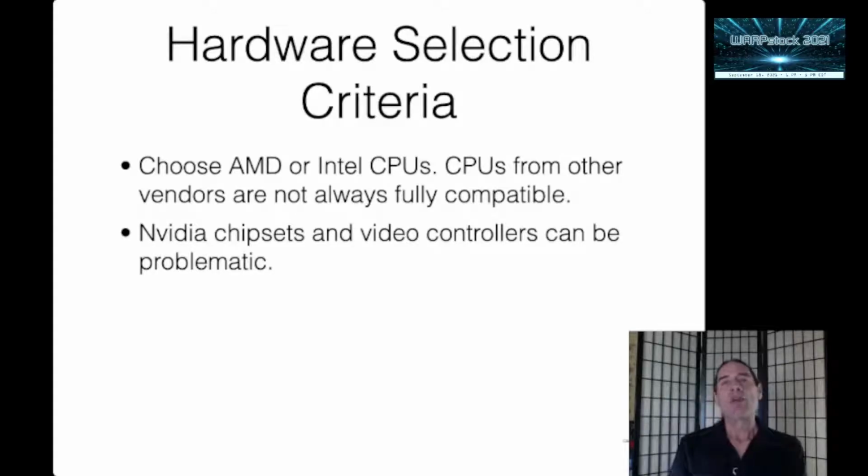Now let's talk about some other hardware selection criteria. Of course, you want to choose an AMD or an Intel CPU. We have found that CPUs from other vendors are not always completely compatible. There are no known problems with any of the current AMD or Intel CPUs. NVIDIA chipsets and NVIDIA controllers can be problematic. NVIDIA chipsets have had known compatibility problems before. And NVIDIA controllers, video controllers, although they work, they historically have not supported the DDC for fetching display information.